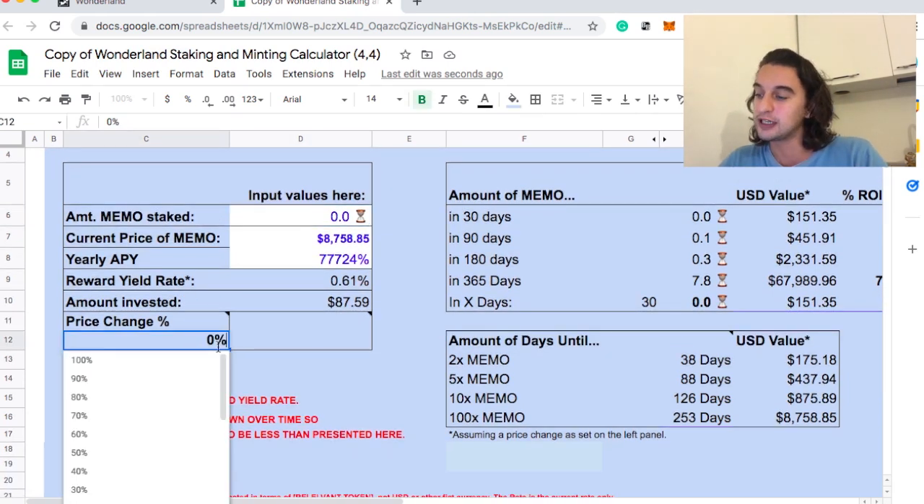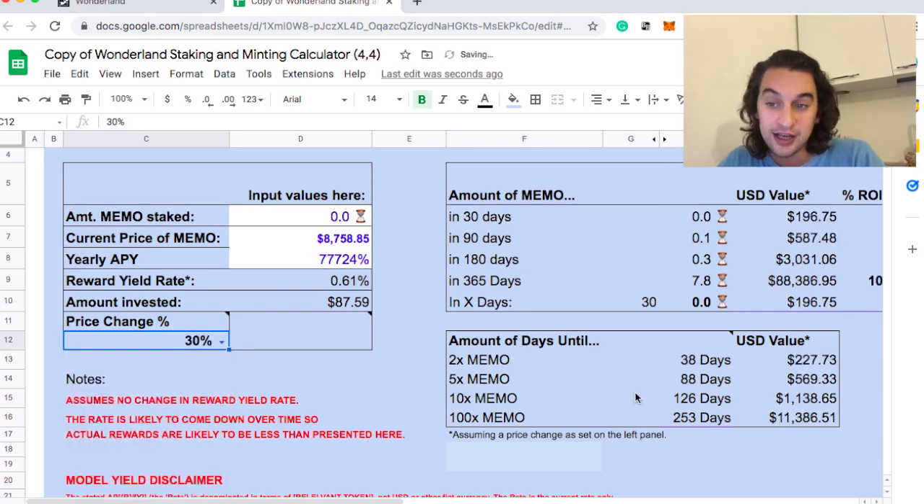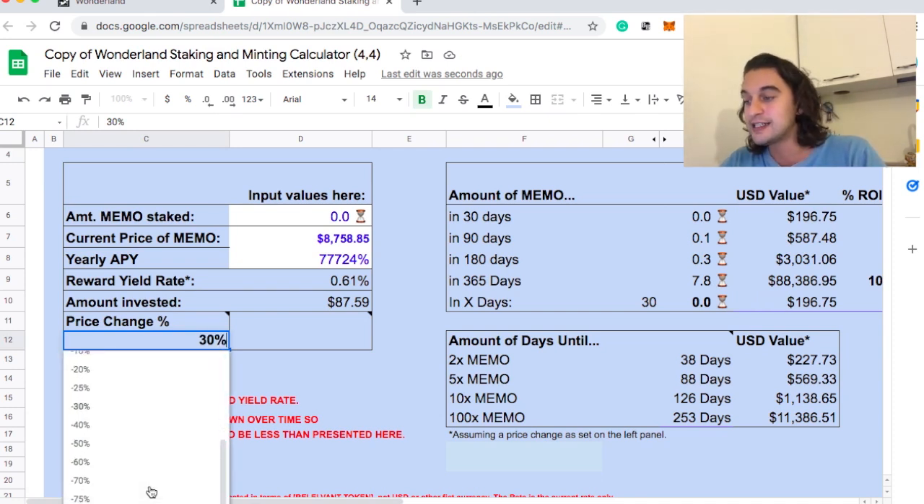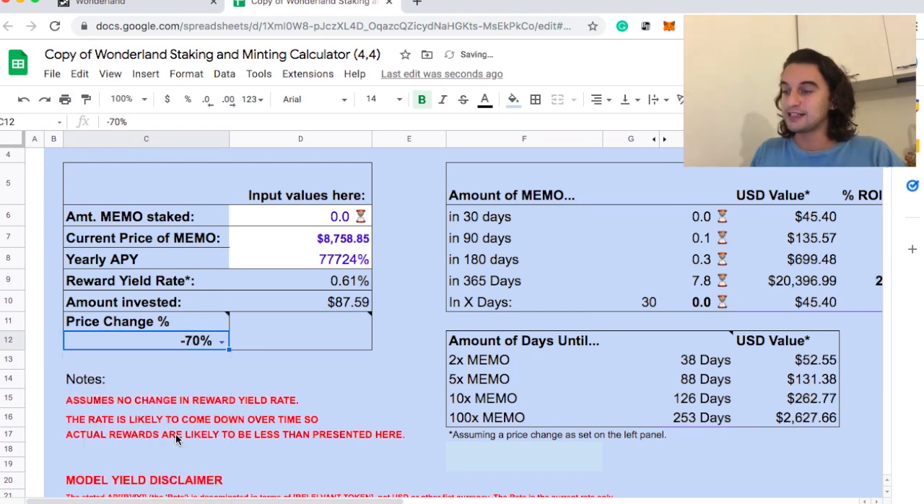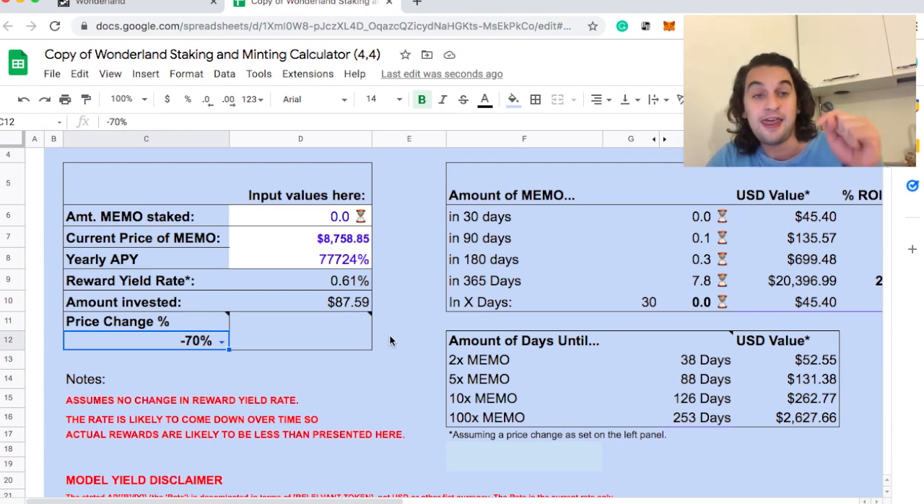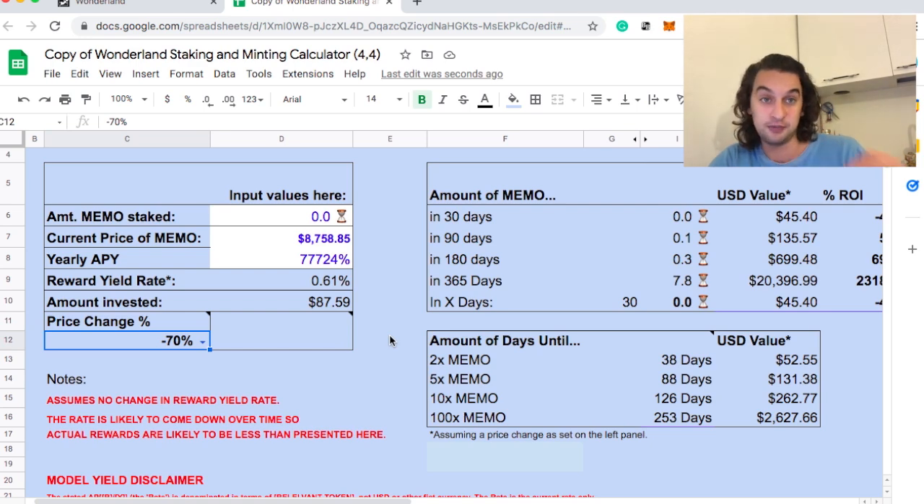Let's go optimistic and let's say the price goes up 30% in a year. You make, as you can see here, $88,000 from a $100 investment. But of course, let's look at the downside. Let's say this cannot stand itself and this APY cannot hold itself up, and we have a price change of 70%. The APY stays the same, but the price of MIMO drops 70%.